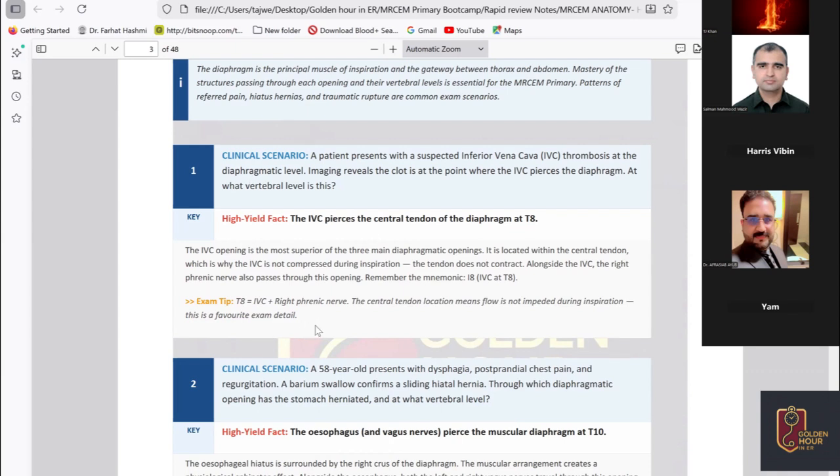I might also add a recall in there, mentioning it as an exam tip, like T8 is IVC plus the right phrenic nerve. So sometimes they might not just ask you about the T8 or the IVC, they might ask you what other structure goes through, and it's the right phrenic nerve. So things like that you can have in the exam or as a recall, it's already there.